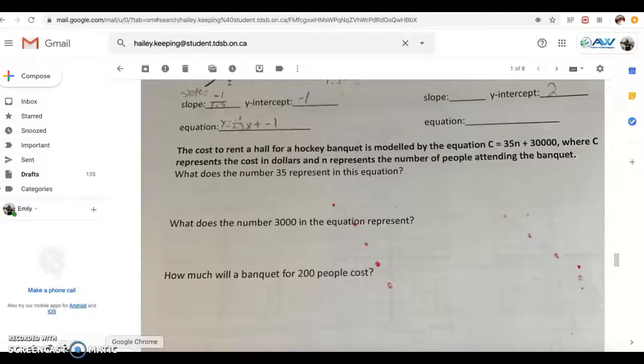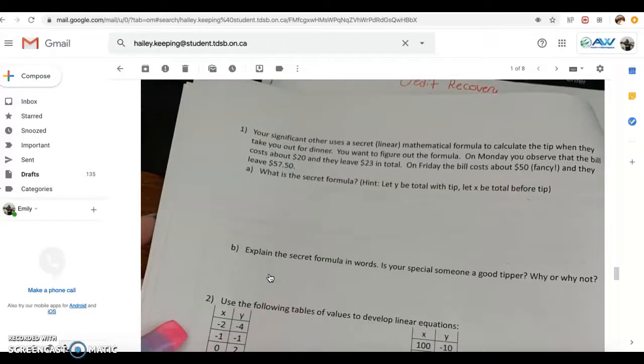Okay, sorry, skipped ahead there a little bit. Next page. Your significant other uses a secret linear mathematical formula to calculate a tip when they take you out for dinner. You want to figure out the formula. On Monday, you observe that the bill costs about $20 and they leave $23 in total. On Friday, the bill costs about $50 and they leave $57.50. What is the secret formula?